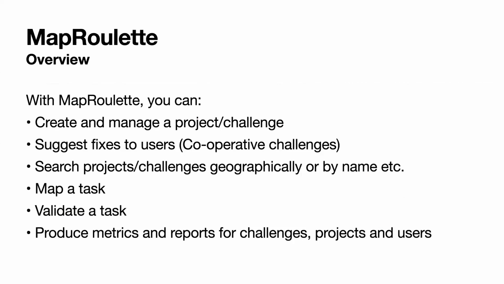offers. Continuing with our overview, what you can do with MapRoulette, you can create and manage a project or challenge. You can suggest fixes to users. This could be in the form of, I think the name tag should equal missing maps. Please verify and approve or reject the name. You can also search projects and challenges geographically or by name or a variety of other filters. You can map and validate a task similar to the tasking manager, and you can also produce metrics and reports for challenges, projects, and users.